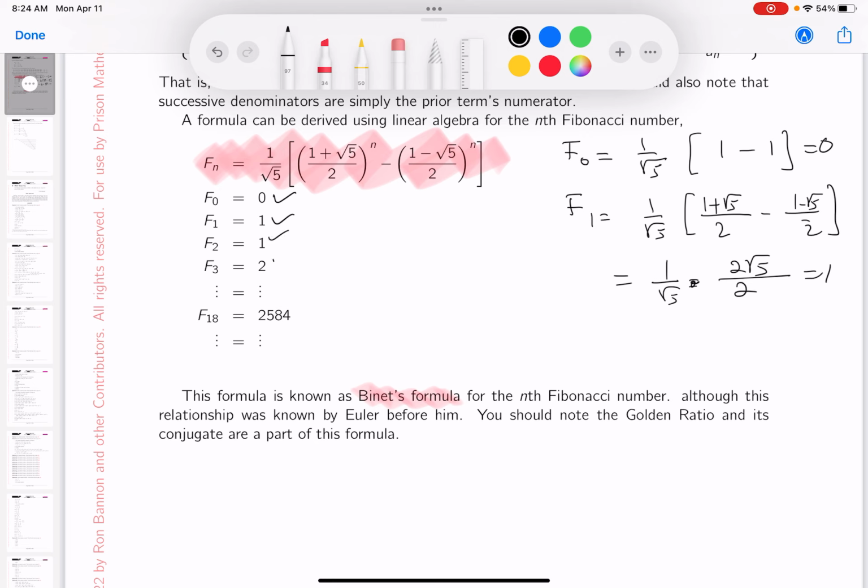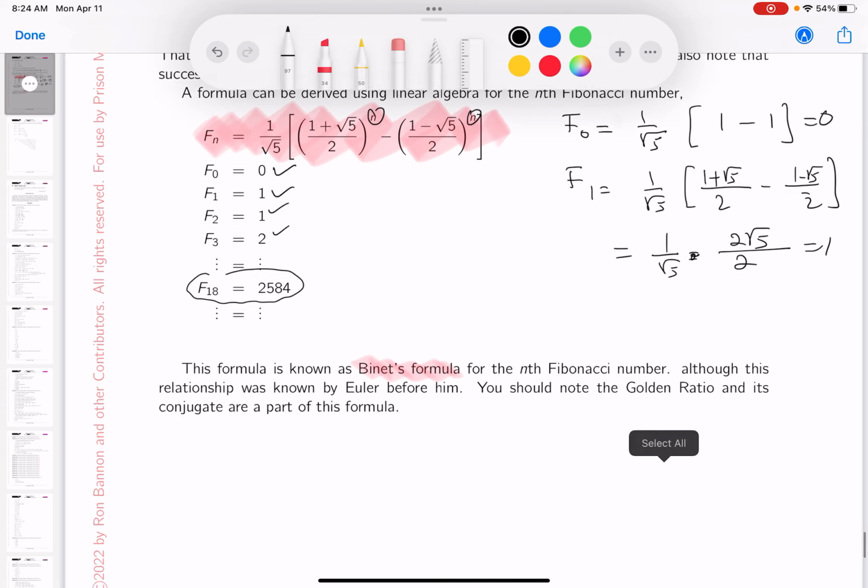What's nice about this formula, though, you don't have to write every single term down. For example, if you wanted F18, you would just plug in n equals 18 over here. Now, granted, it's a difficult computation, but you can still do it. Certainly, a computer could do it quite rapidly. Again, known as Binet's formula.